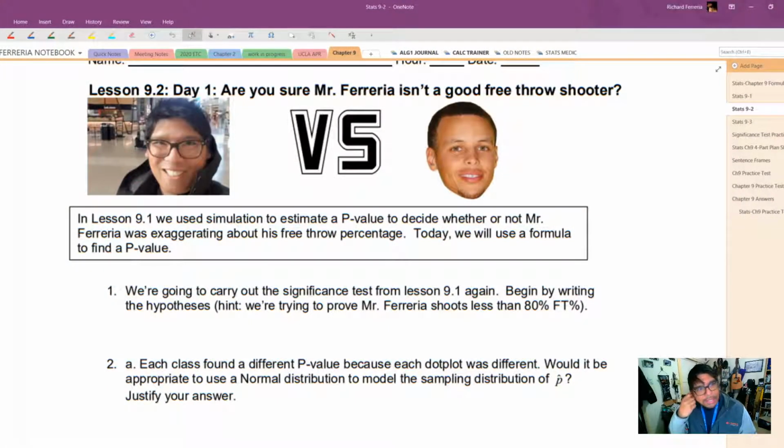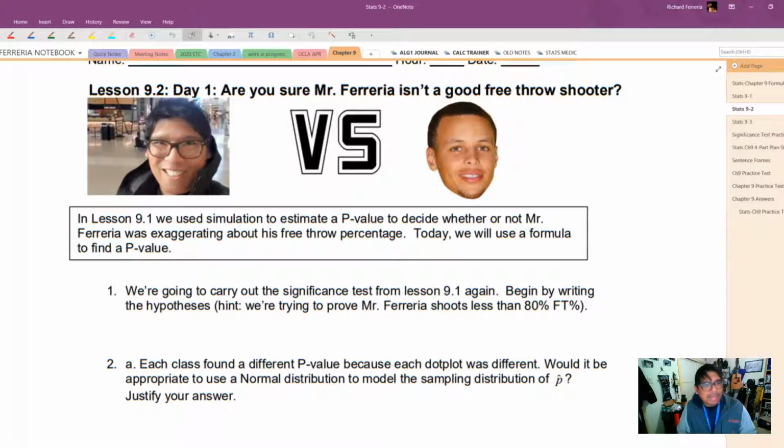For lesson 9.1, we used a simulation to estimate the p-value to decide whether or not Mr. Ferreira was exaggerating about his free throw percentage. And today we're going to use a formula to find a p-value. I don't remember that either, but I guess in a past iteration, or in a past life, this happened.